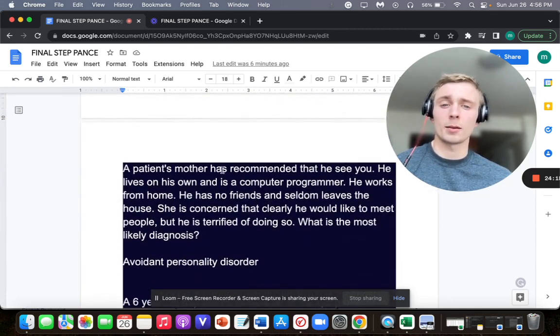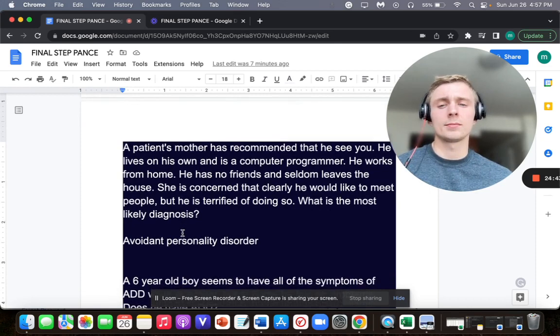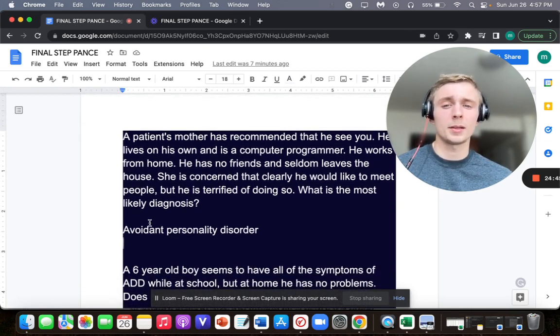A patient's mother has recommended that he see you. He lives on his own and is a computer programmer. He works from home. He has no friends and seldom leaves the house. She is concerned that clearly he would like to meet people, but he is terrified to do so. What's the most likely diagnosis? So these are always tricky, but he's terrified to meet other people, so you want to think of avoidant personality disorder. You might think schizotypal, you might think dependent personality disorder maybe. Schizotypal may be on the differential, but this is avoidant personality disorder.